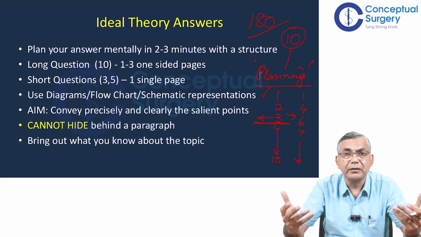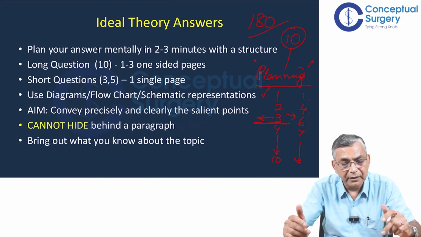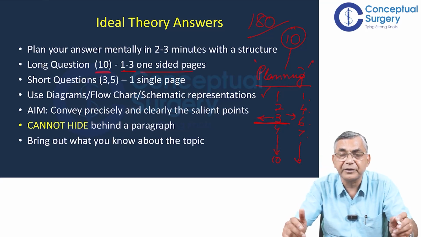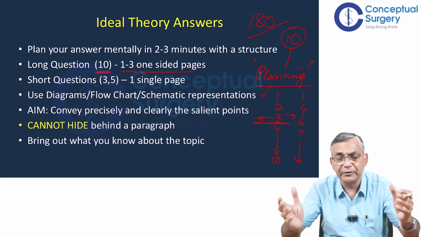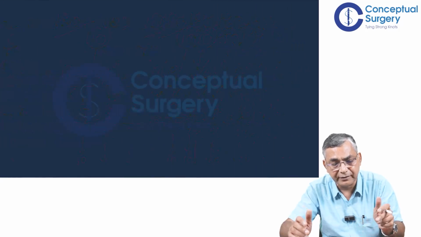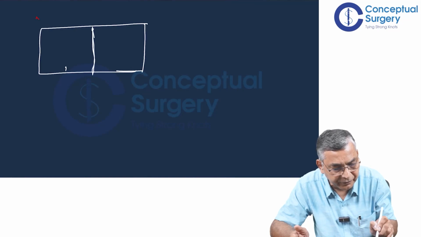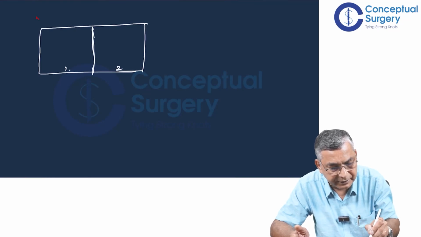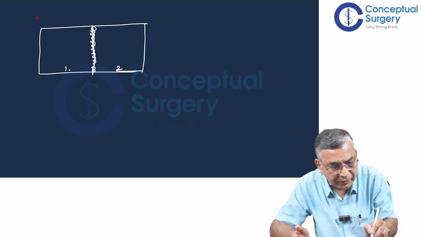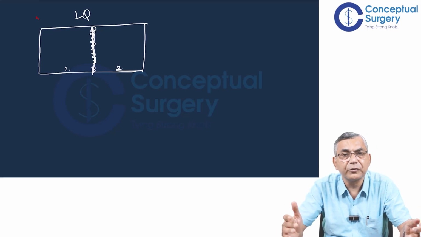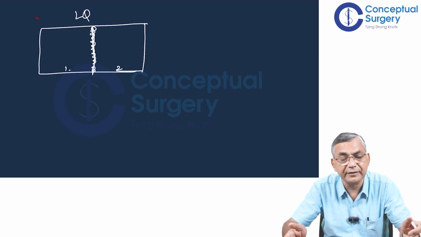So how to continue with your long question? I would say that for a 10-mark long question, about 1 to 3 one-sided pages are enough. When you write your answer sheet, let me go to the next slide and show you. So this is the answer sheet, and that's the booklet in between. That is page 1, page 2, and that's the binding of the copy. I would say that for a long question, 2 sides are good enough. Don't waste time in writing too many things.